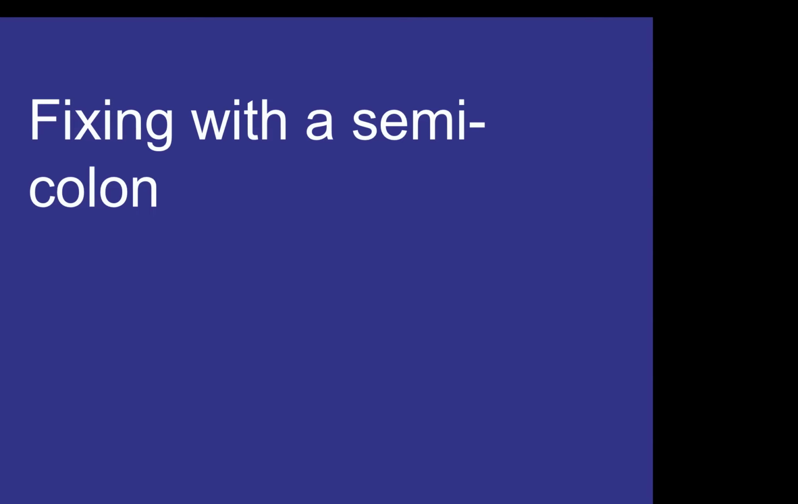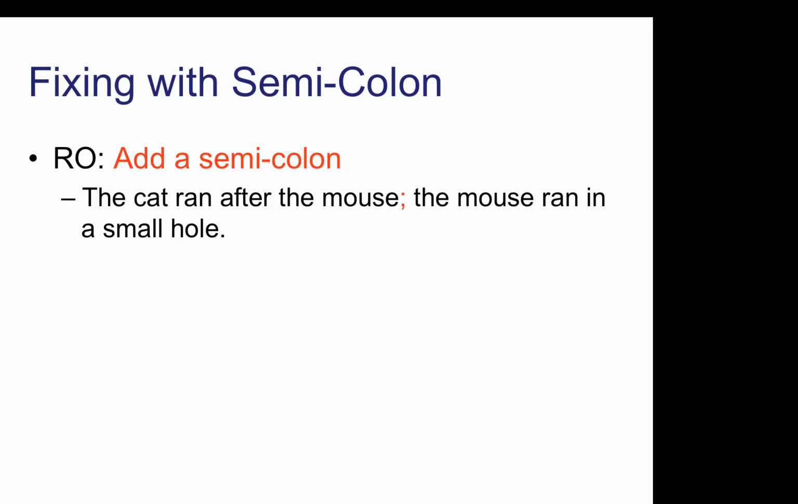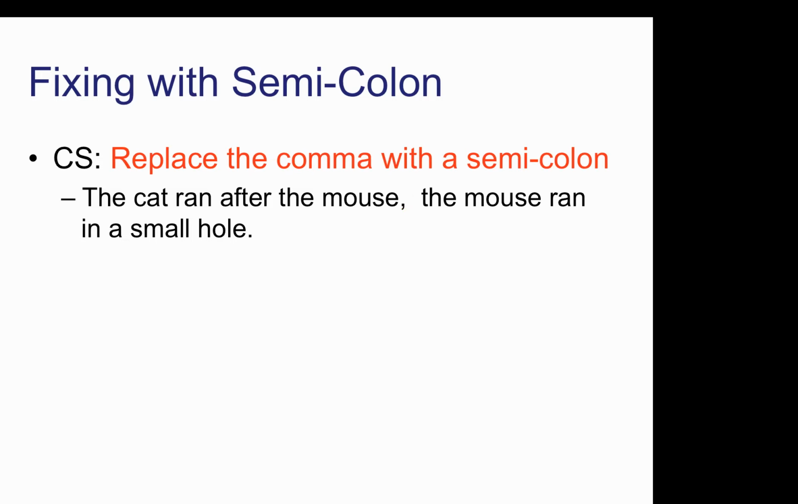We can also fix with a semicolon. So we have the cat ran after the mouse, and we put the semicolon after the mouse, and then the mouse ran in a small hole. Now with a semicolon, the two sentences have to be closely related, or the two independent clauses have to be closely related. We can also replace a comma with a semicolon. And we again have a compound sentence here, joined by a semicolon.